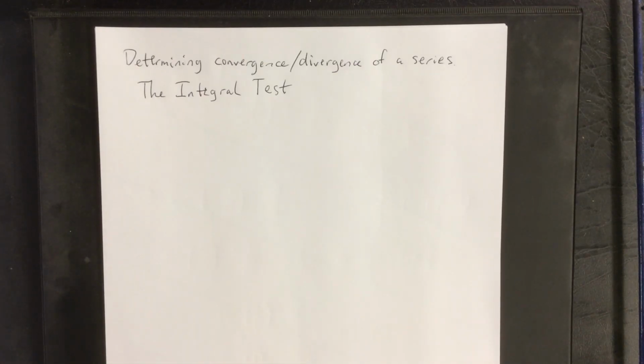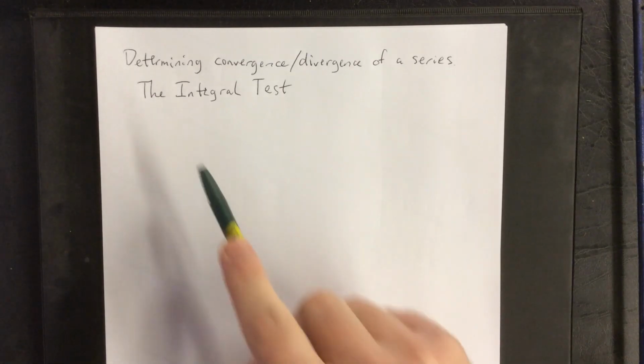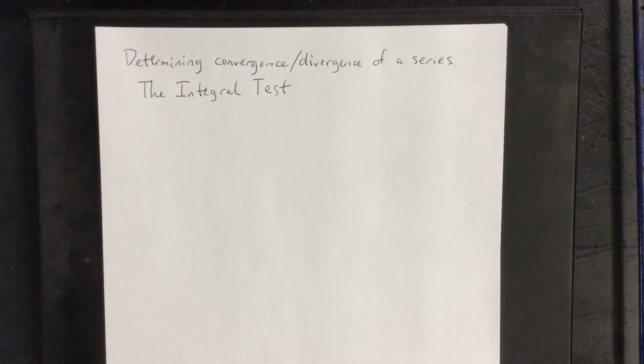So now that we've had our introduction to what series are, as well as determining the convergence or divergence of a series, for the next few sections we're going to be concerning ourselves with the very simple question: given a series, will it converge or will it diverge? Now we're going to be introducing a number of different tests to determine how to do so. The first one is going to be referred to as the integral test.